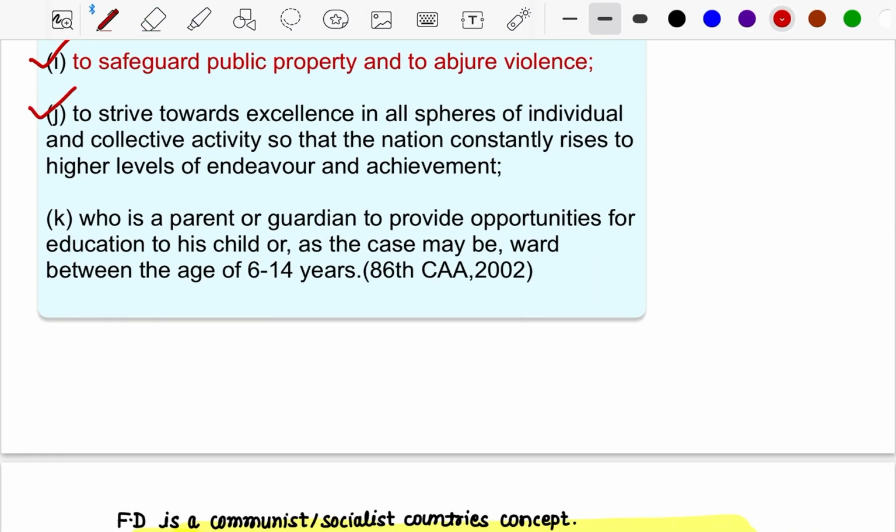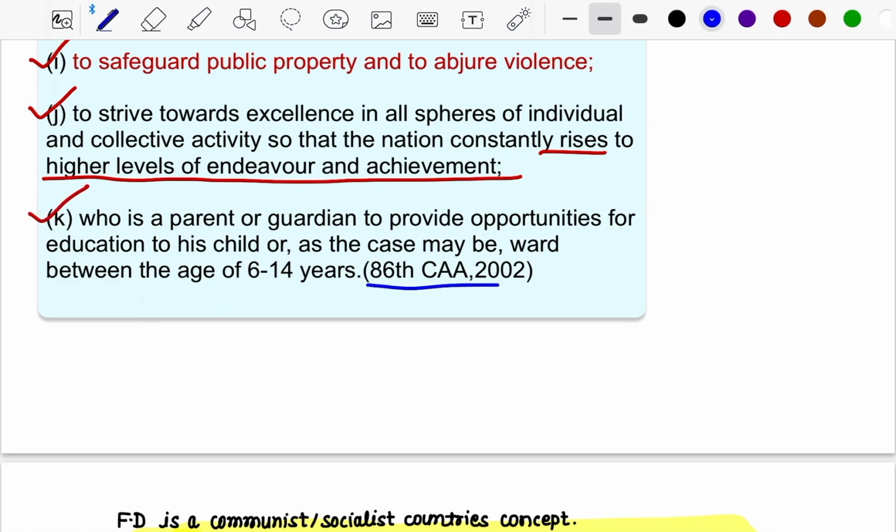Next fundamental duty is to strive towards excellence in all spheres of individual and collective activity, so that the nation constantly rises to higher levels of endeavor and achievement. I so hope you understand it. I need not explain it. I have to explain this one.